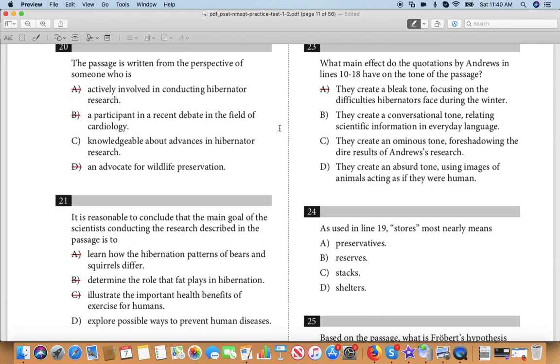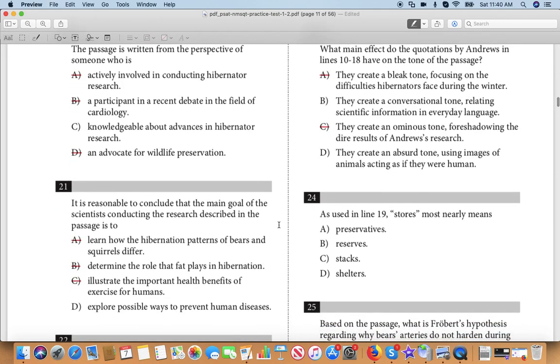Let's try C. They create an ominous tone, foreshadowing the dire results of Andrews's research. Do they create an ominous tone? Do you know what ominous means? Kind of like creepy, spooky, dark, scary, right? Do they create an ominous tone? No. Foreshadowing the dire results? It's about the opposite.